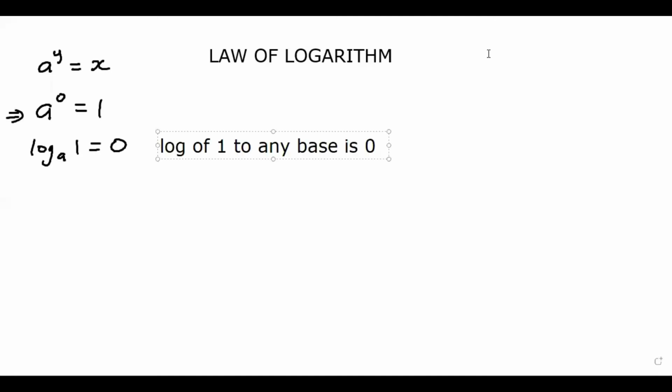For example, we know from indices that any base a raised to the power of 0 is equal to 1. As you can tell, this is in exponential form. So if we convert this exponential form into logarithmic form, we would have log base a of 1 being equal to 0. And what that means is the log of 1 to any base is 0.